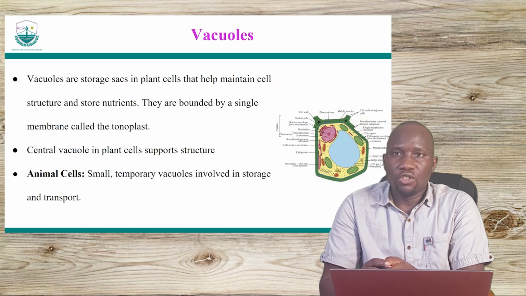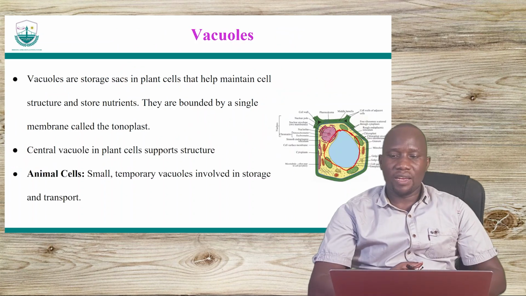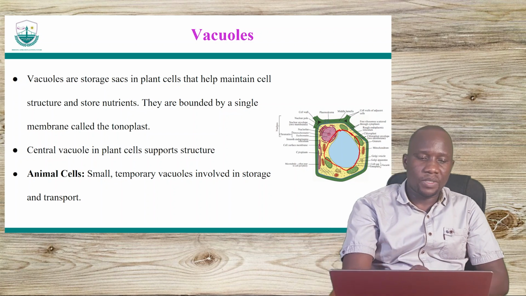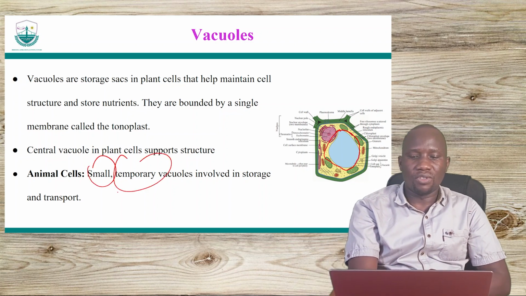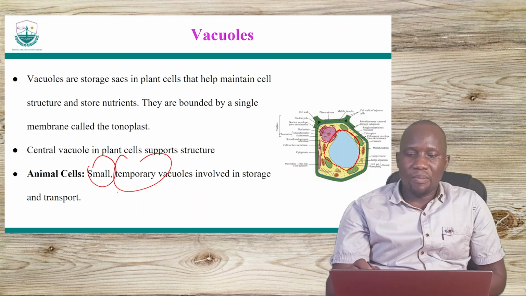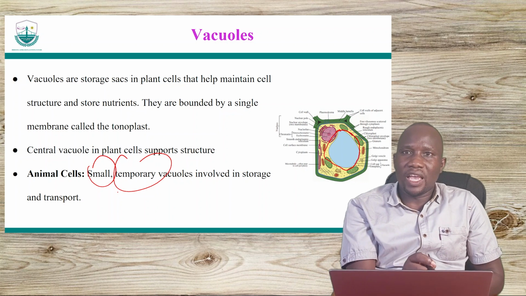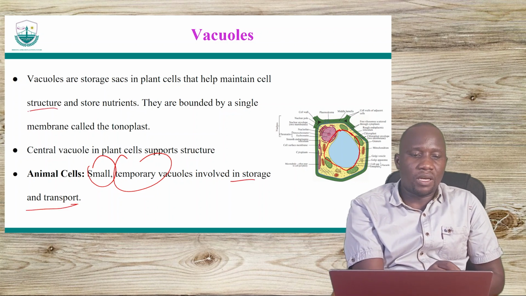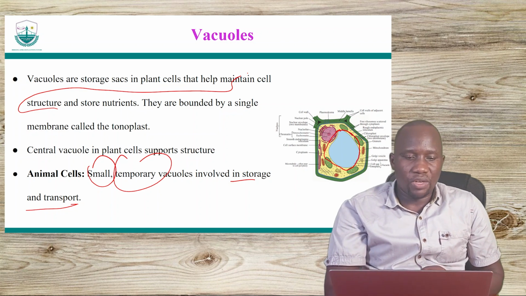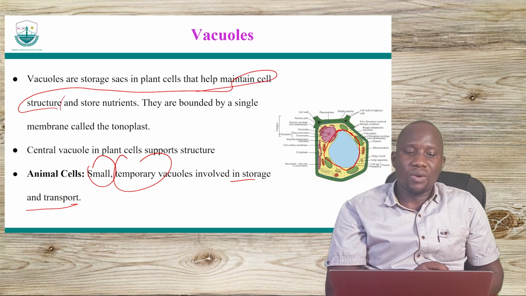So we go to the vacuole. The vacuole is located in the center for plant cells, but for animal cells, they are usually very small and temporary. They are used for storage and transport. But for plants, they play an important role in maintaining cell structure, basically plant support, and storage of nutrients and even minerals.